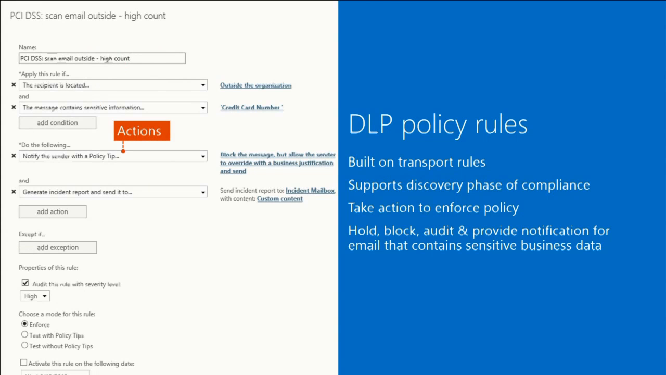The next section here is the action section. So once this condition matches, let's take a particular action. In this case, it is notify the sender with a policy tip. And Jack will go through the various options for that, since, again, you can notify them without blocking them, you can block them, you can provide override. There's multiple levels there. And then the second action here is generate incident report and send it to, and you can see the incident mailbox is the target in this particular one.